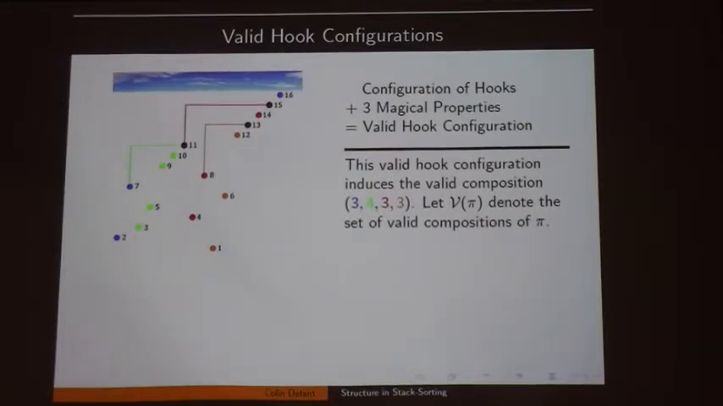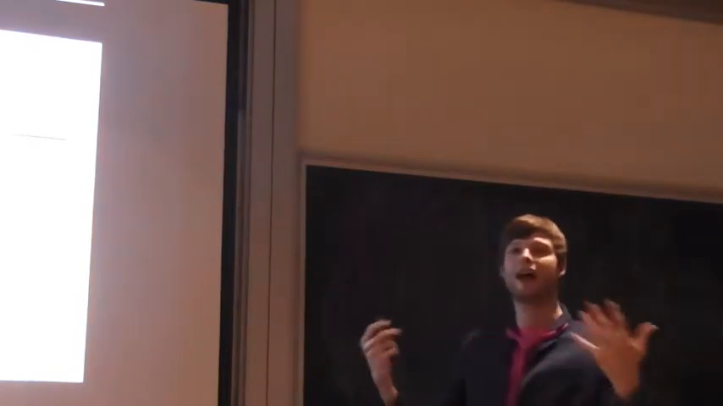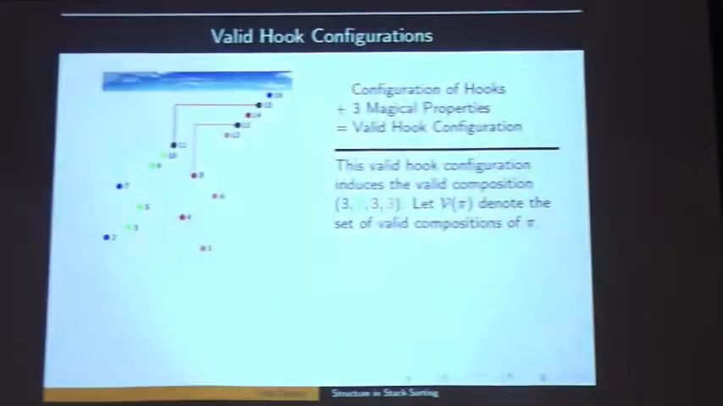Now, I could have chosen a different valid hook configuration of this permutation. That would have given me a different coloring of this diagram, which would have given me a different integer composition. So I'm going to say that any composition that I could have obtained in this way from this permutation is called a valid composition of the permutation. And I let V of pi be the set of all valid compositions of the permutation pi.